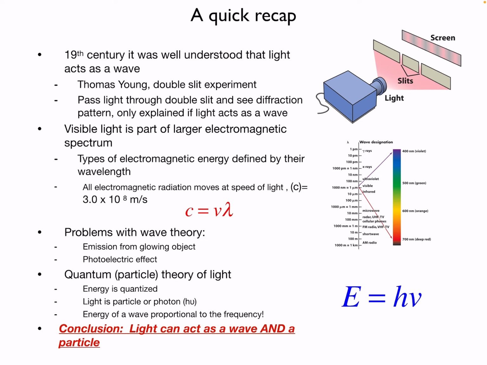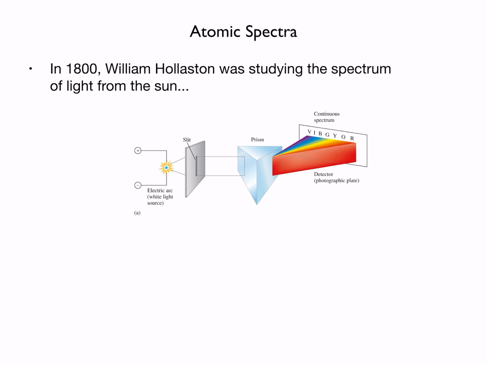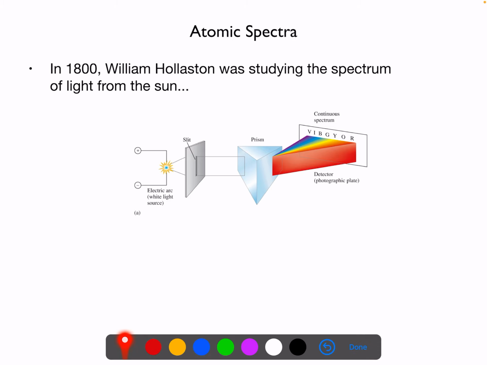So we have a quick recap slide now. So we now know that light is a wave and it's a particle, right? It's both, and depending on the theory we use depends on what we're trying to explain. So what does this have to do with the atom? Well, let's tie this back to the atom real quick as we wrap up this lecture. Another phenomenon that was known about 1800 is William Wollaston was studying the spectrum of light from the sun.